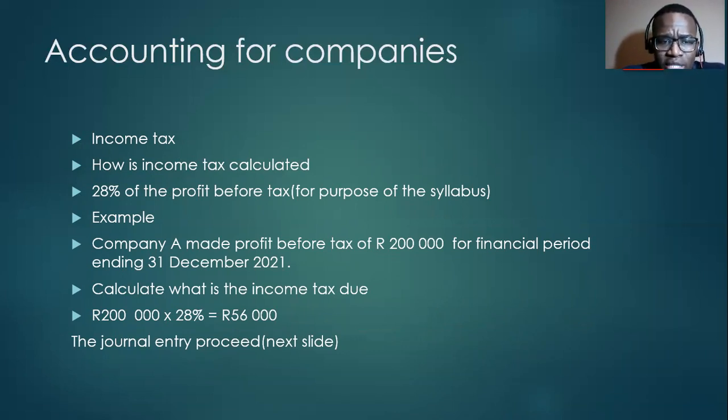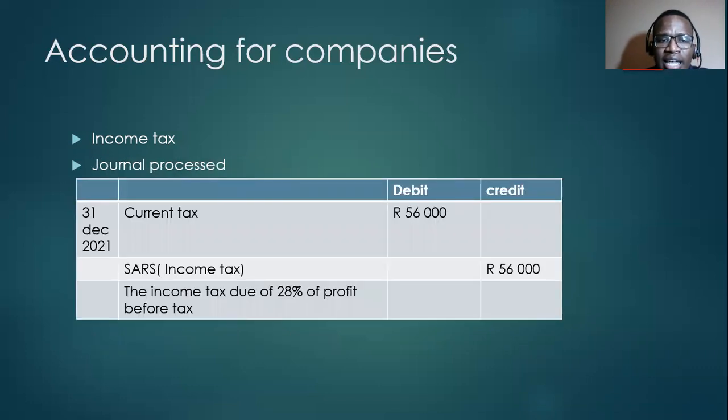for tax purposes, right? For example, if company A made a profit before tax of 200,000 for financial period ending 31 December 2021, calculate what is the income tax due. What is going to happen is 200,000 times 28%, which equals 56,000. Then this is the tax that is due. What general entry is going to be processed, we'll see in the next slide.